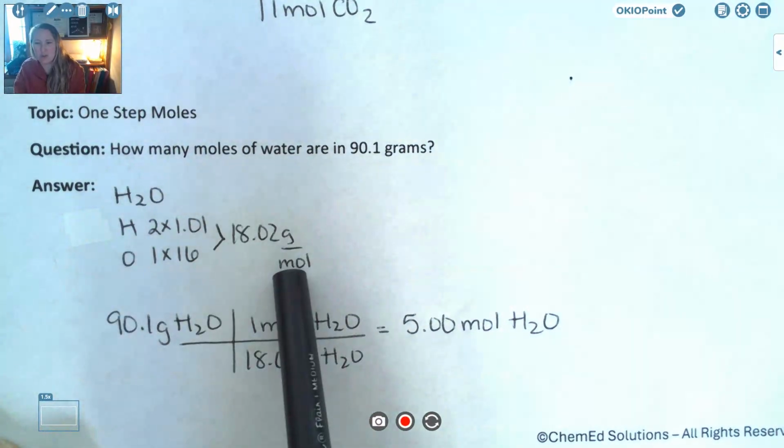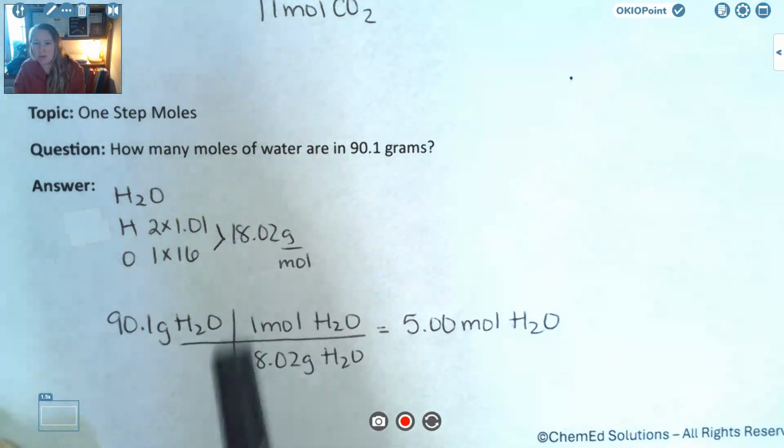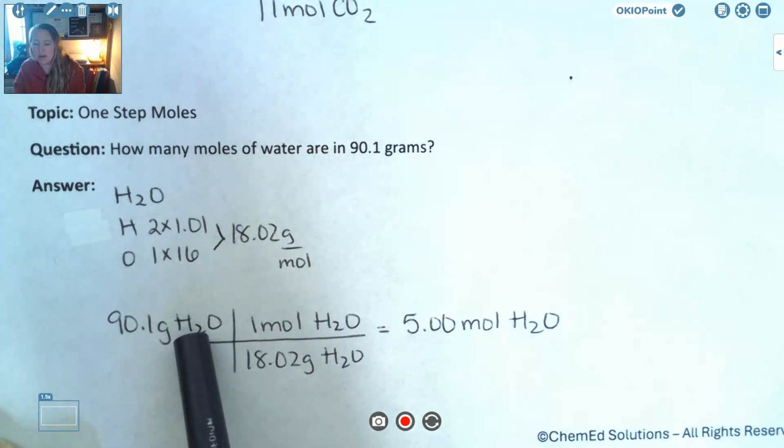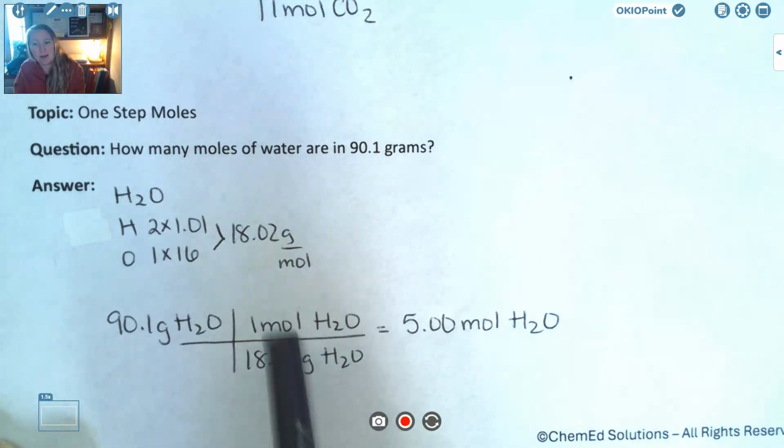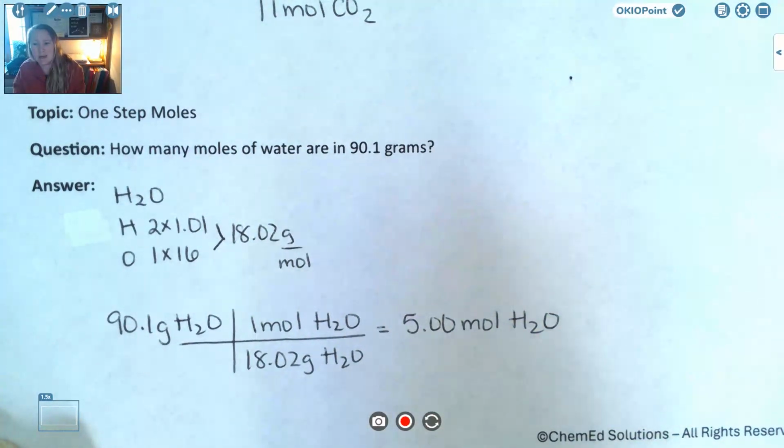Water's a great one to use because they start to get really good at the molar mass, and so it's just one less thing for them to do. And it's easy for them to recall. And so we're converting grams, take our units, drop them like they're hot down to the bottom, and we go to what we're looking for, our moles, multiply across the top, divide by the bottom, and get our answer.